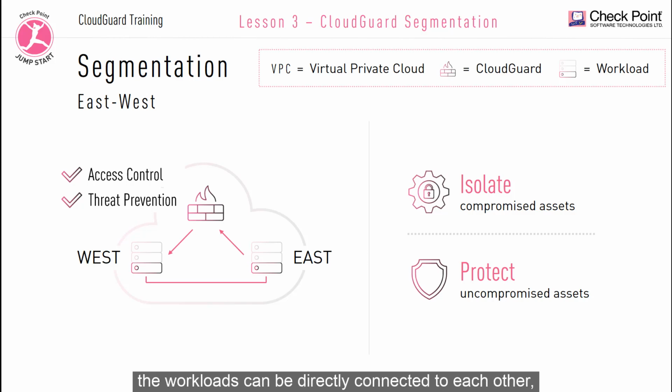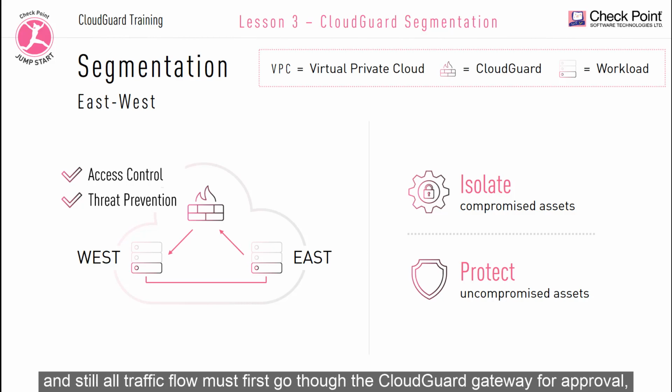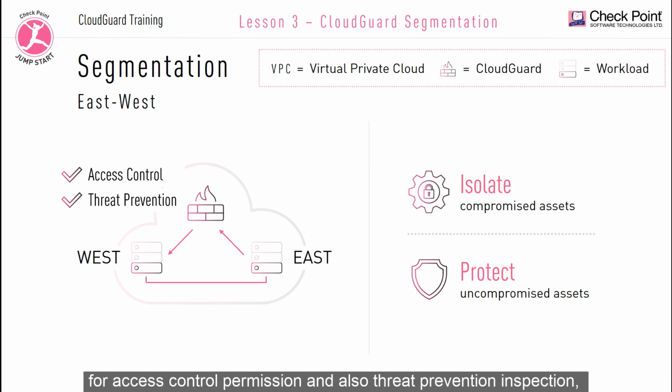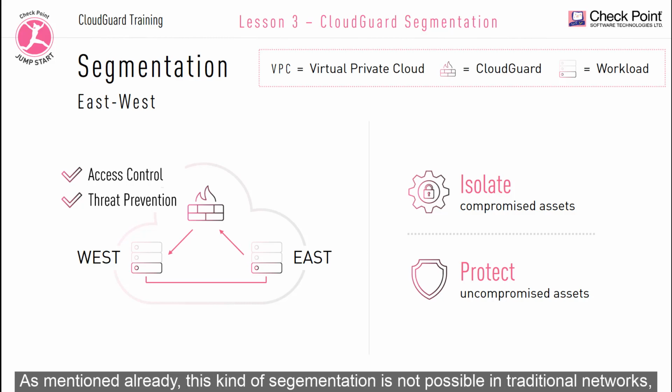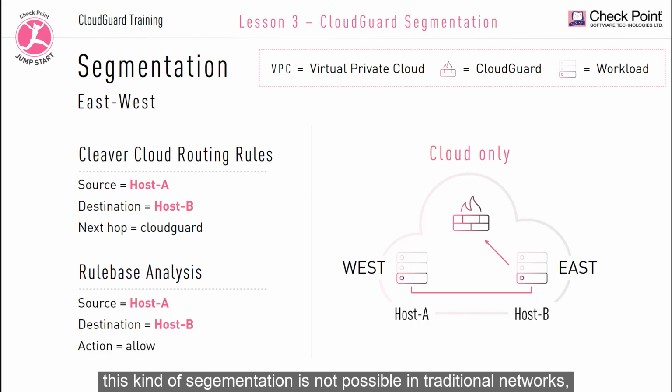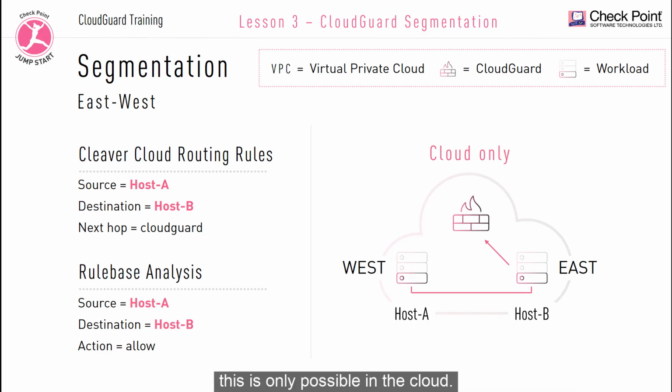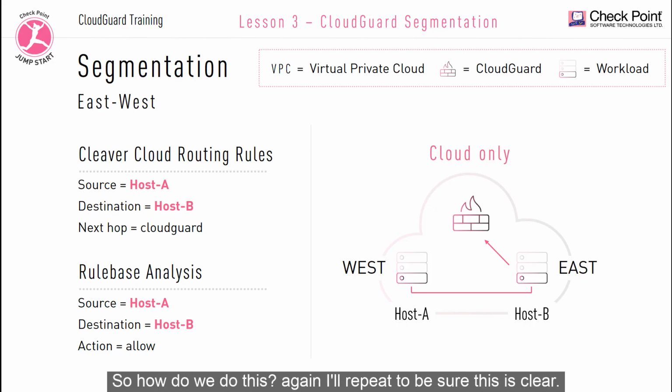The workloads can be directly connected to each other, and still, all traffic flow must first go through the CloudGuard gateway for approval, for access control permissions, and also threat prevention inspection before routing to its final destination. As mentioned already, this kind of segmentation is not possible in traditional networks. This is only possible in the cloud. So how do we do this? Again, I'll repeat to be sure this is clear.